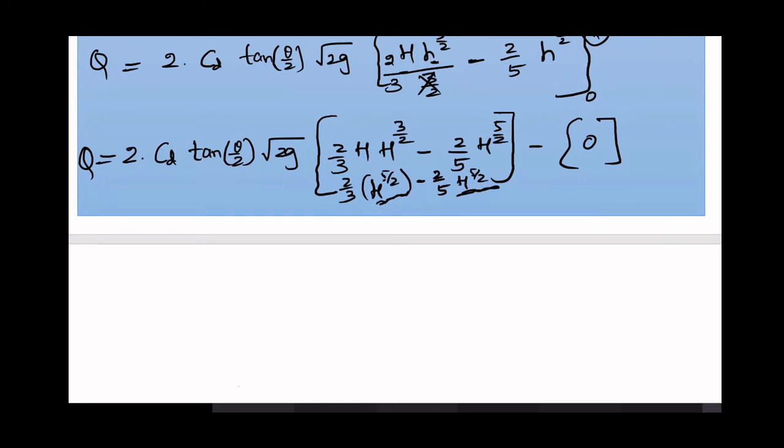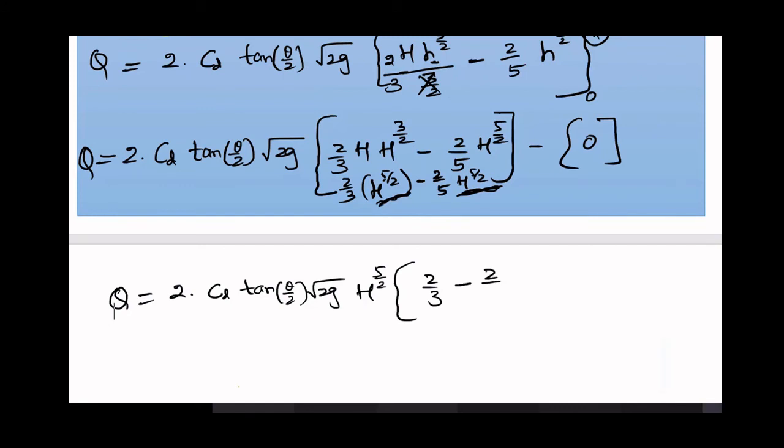Okay. Now Q as it is, 2 CD tan theta by 2 square root of 2g. So I will take these two terms common outside. H to the power of 5 by 2 is a common term, so I will take it outside. So what will be left within the bracket? Square bracket 2 by 3 minus 2 by 5. Okay. So 2 by 3 minus 2 by 5.